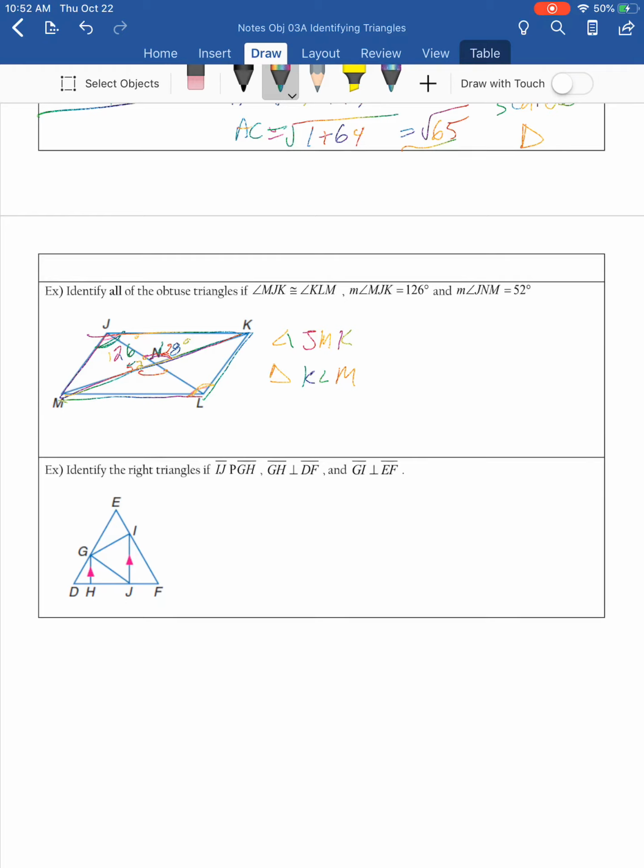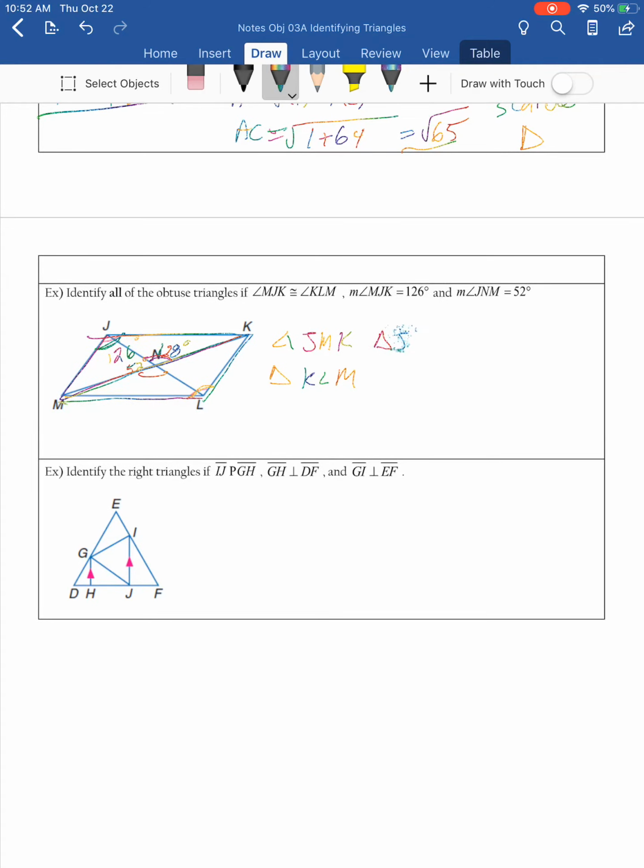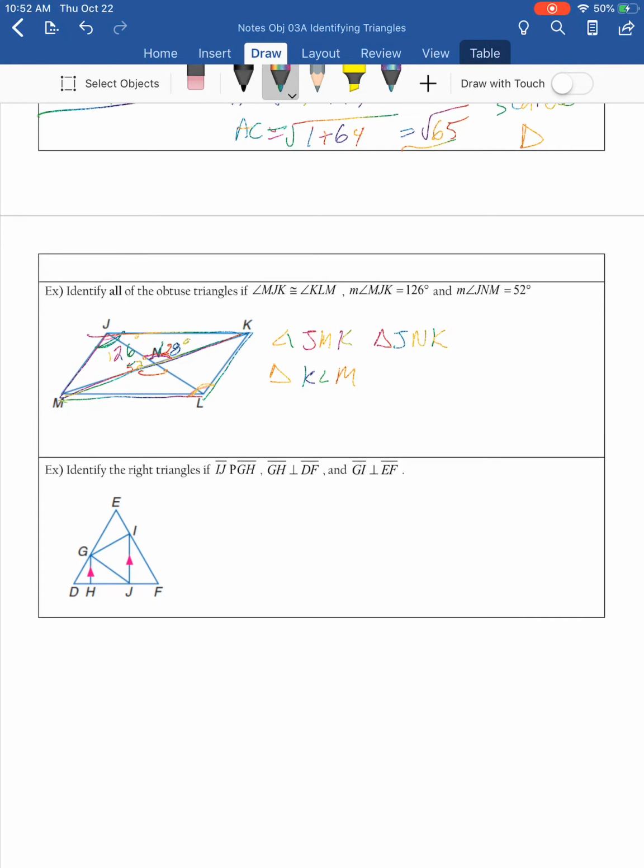So JNK also, and the last one is going to be MNL. This one right here, because they have obtuse angles. And it doesn't appear that there are any others that are obtuse. So it's just those four.